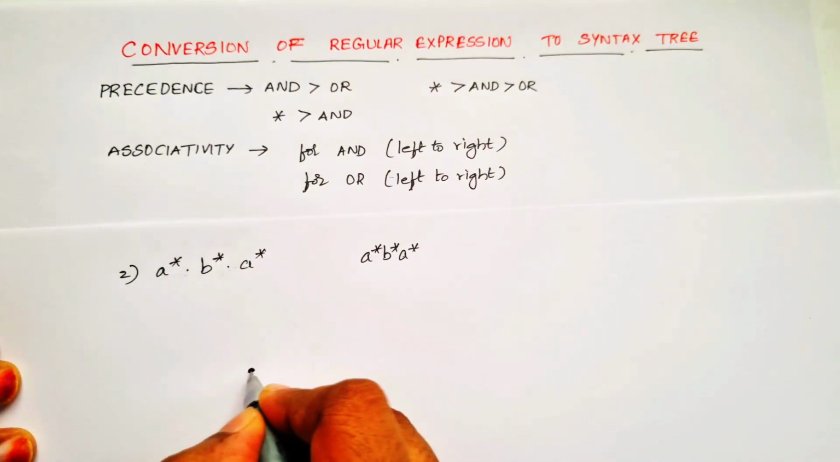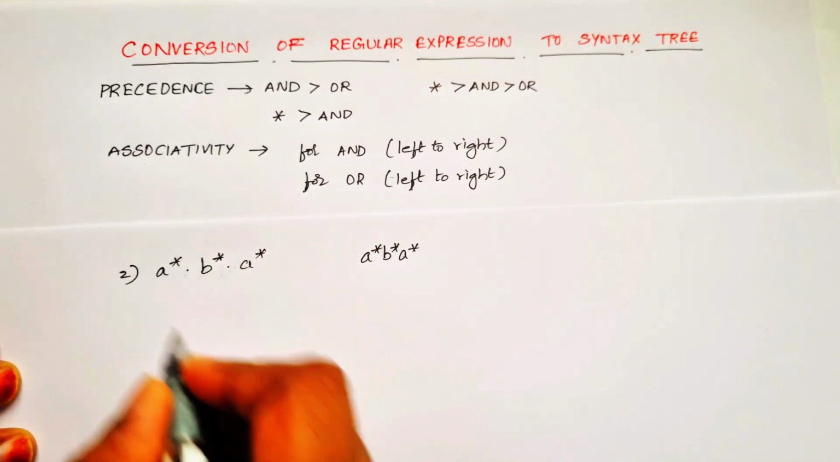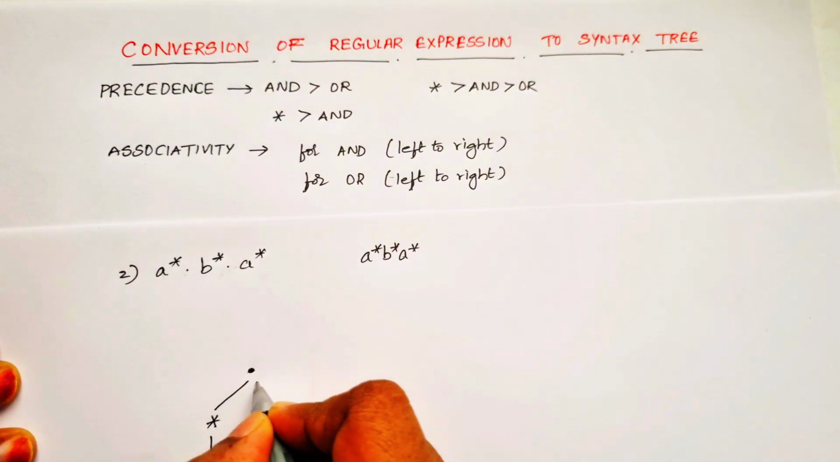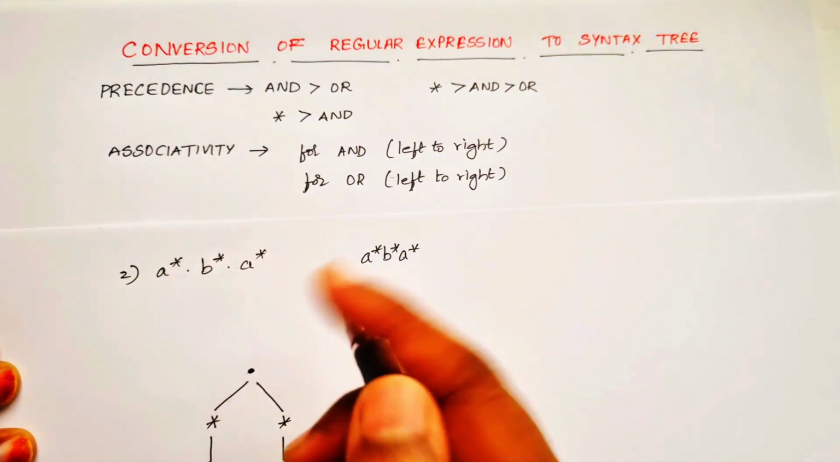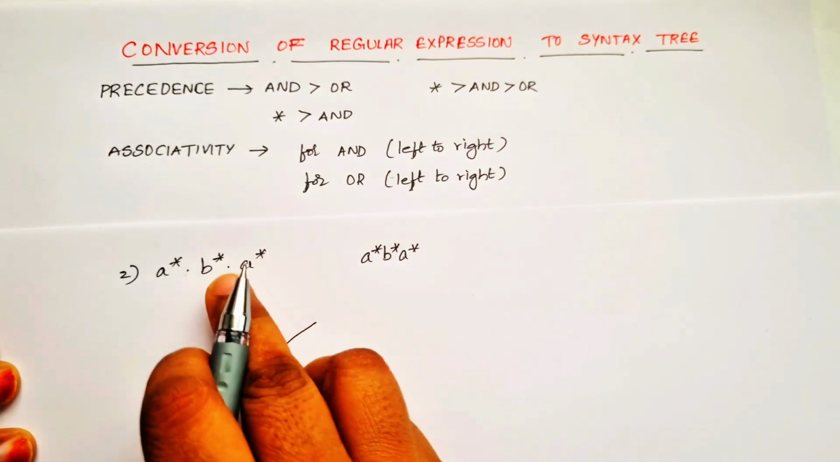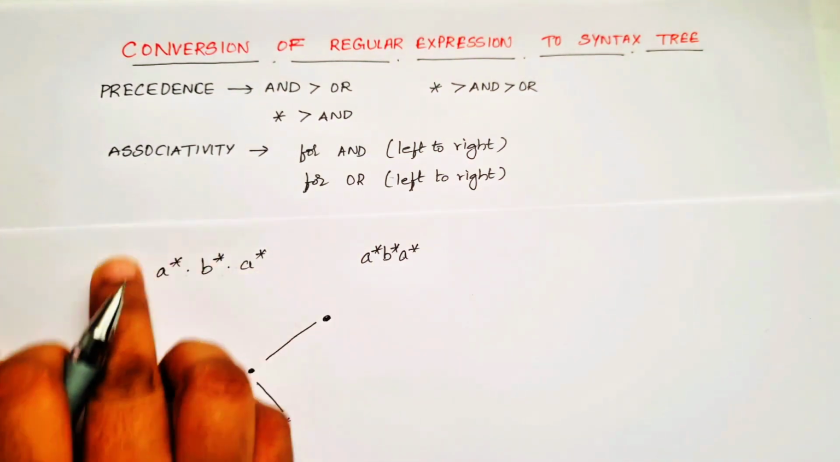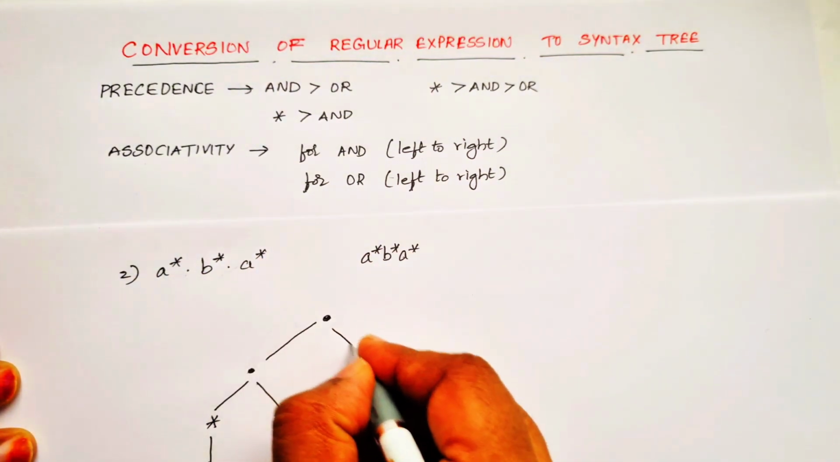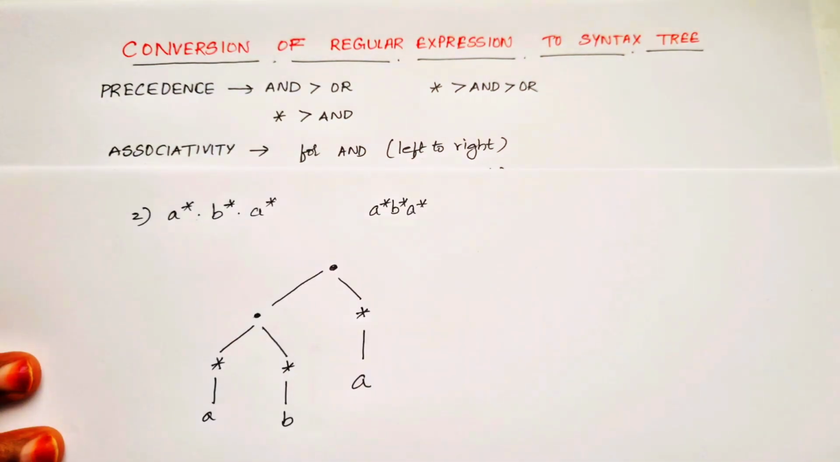See here, this dot I am taking here. To the left it is A star. This side it is B star. This is performed first, and then this dot is performed. To this dot, to the left side A star B star is there. To the right side you again have A star. This is the diagram for A star B star A star.